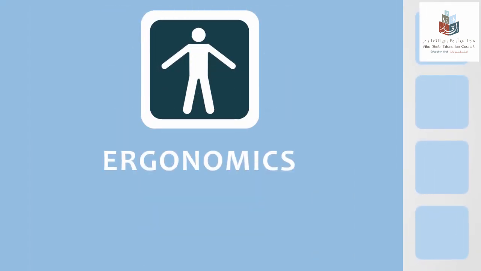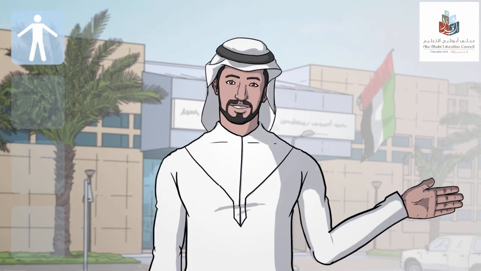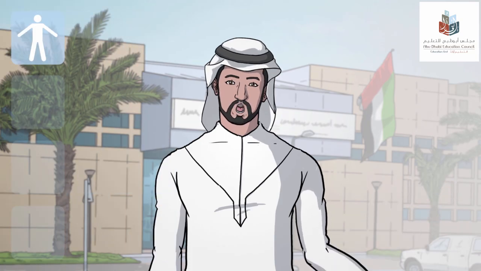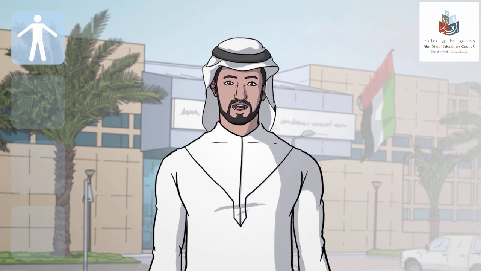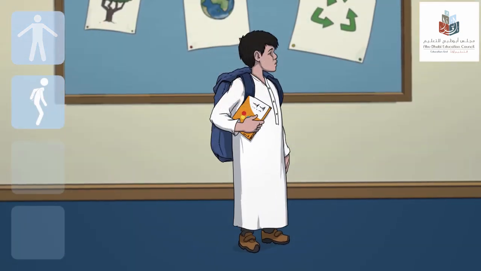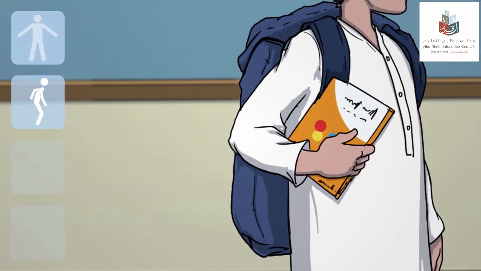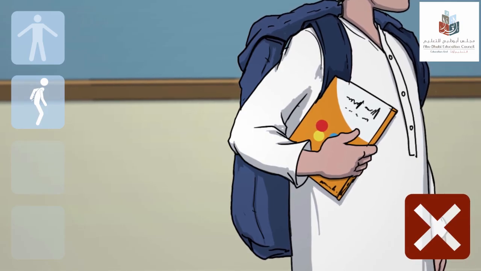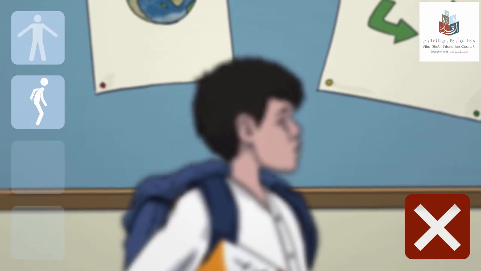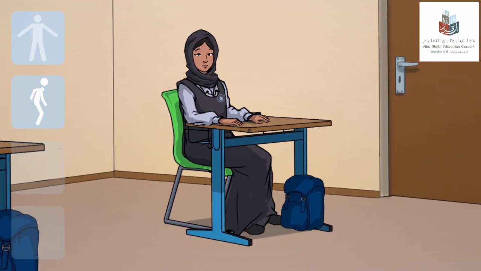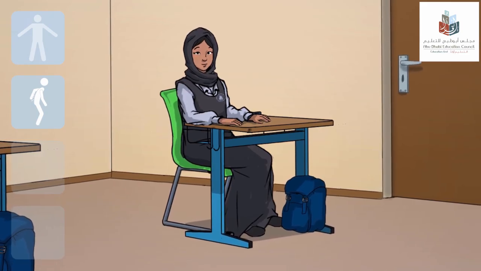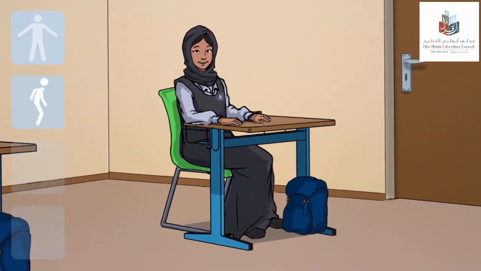Ergonomics. Ergonomics is the science of adapting a job or equipment, such as furniture, to the human body. Ergonomics can prevent injuries such as upper and lower limbs disorders, strains or sprains, and vision problems. Good ergonomics in our school can enhance the education process and increase productivity.